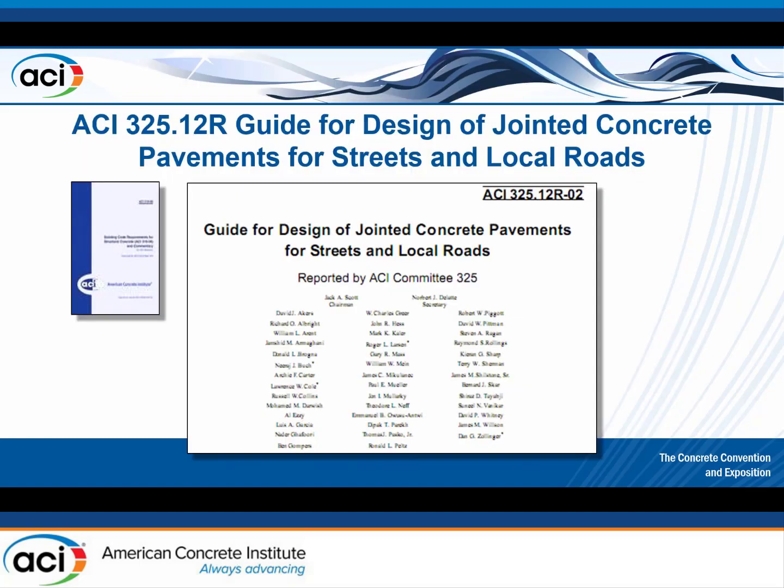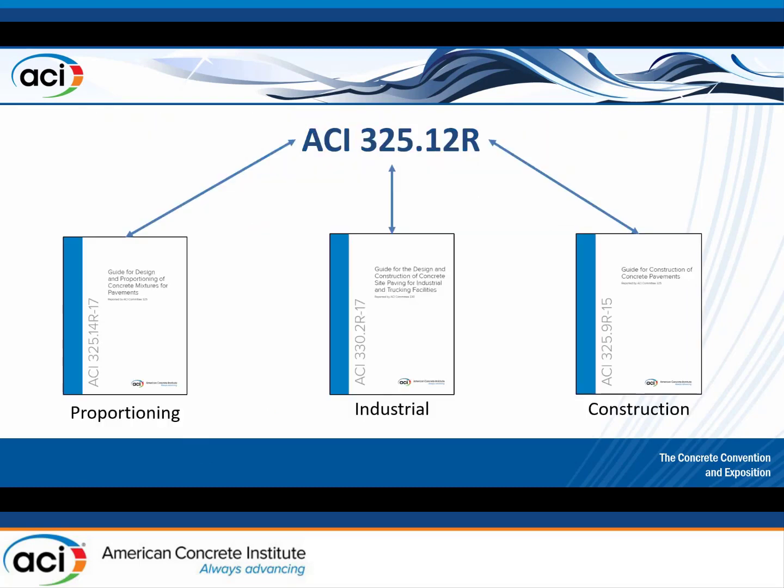Now, as I mentioned, most of what we're going to be talking about today is covered in the ACI 325-12R, and that specifically deals with the design and construction of streets and local roads. So these are very different than our highway-type facilities that DOTs typically will design. So we're really talking about these lower volume pavements that serve as light residential or residential pavements, collectors, arterials, those types of pavements. That's what we're really focused on today.